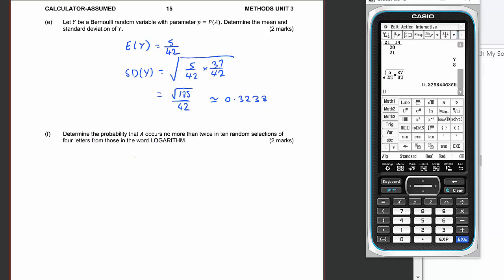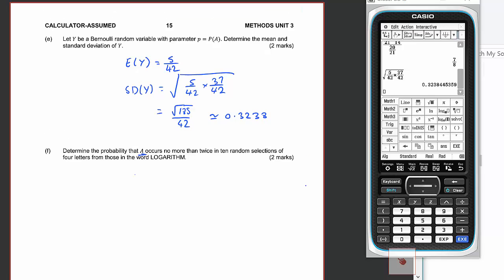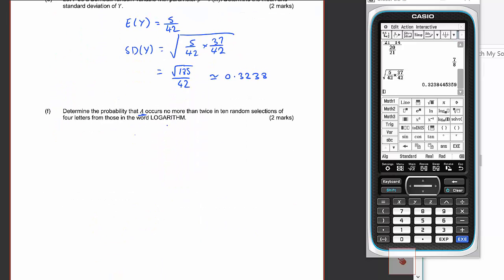Determine the probability that A occurs no more than twice in 10 random selections of 4 letters from those in the word logarithm. Now remember, A is getting no vowels, so the probability of that was 5 out of 42. And we're taking 10 selections. Clearly we're making this into a binomial. So let's call this Q or something. Q is a binomial. And no more than twice, so we're after the probability that Q is less than or equal to 2.